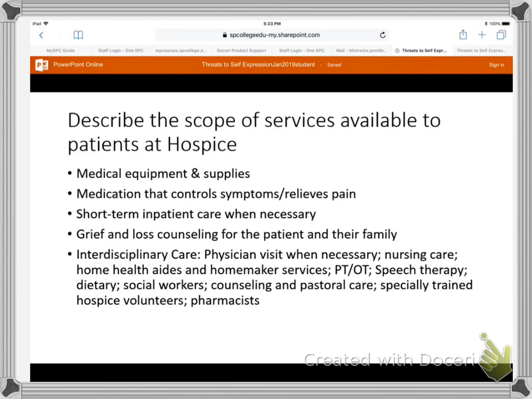Some of the things that we won't do is, for example, if they have blood thinners, but it's not related to their primary hospice diagnosis and it's related to something different, then we won't pay for those. They'll still be responsible to get those from their pharmacy. But pretty much most of the time, 90% of the meds we're covering.